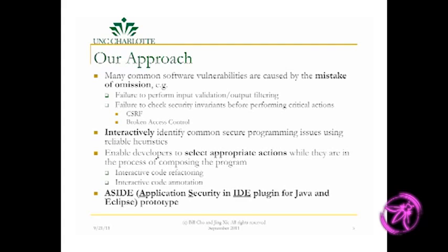So what we want to do is interactively identify those common security mistakes using reliable heuristics, and warn the programmers in the IDE, pop up a warning and say, here's something you need to pay attention to, and we provide them with options to actually take action. Specifically, we've identified two types of actions. One is what we call interactive code refactoring, and the other is interactive code annotation. I will give you a demo of the first type, the prototype we implemented, and we'll talk about the design for the second one later in the talk.